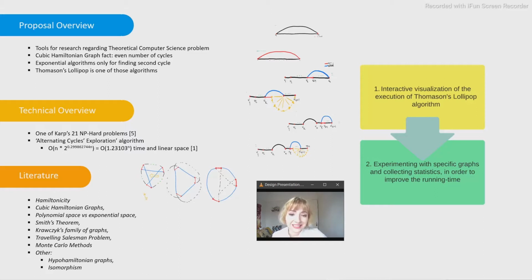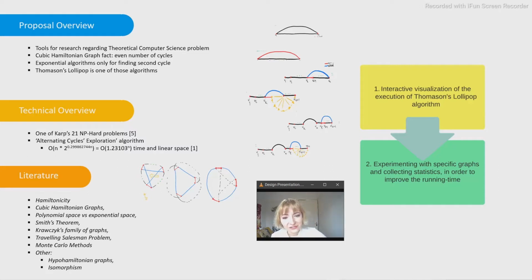We can nicely spin it out to create a line again via reordering, and continue in the same manner by looking at the last vertex, coloring an edge blue and breaking the lollipop. The worst case takes 1.23103 to the n time within linear space. As you can see, it produces a circular alternating cycles graph, as seen here, which can be visualized in different ways.